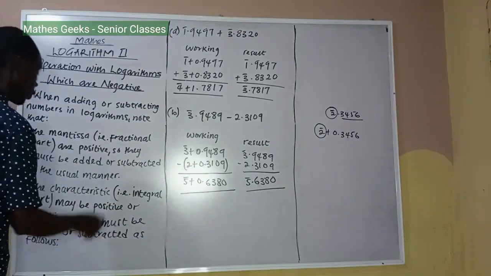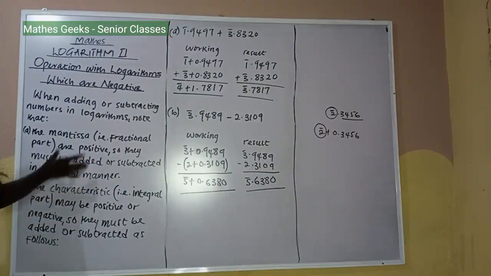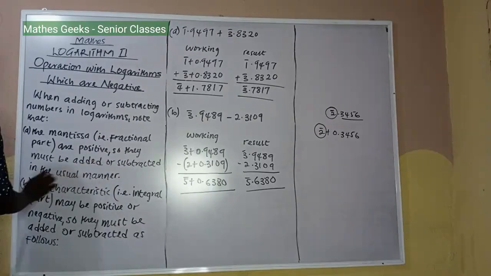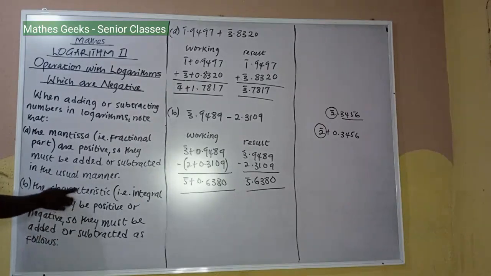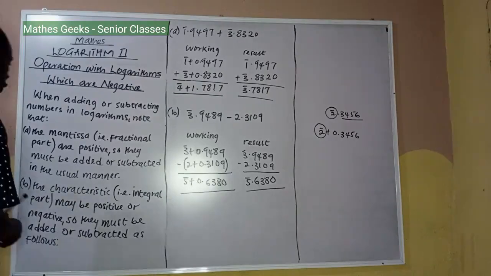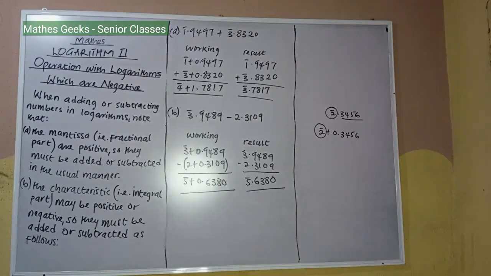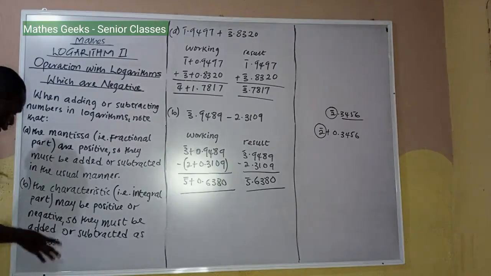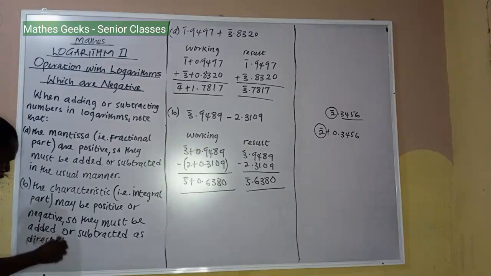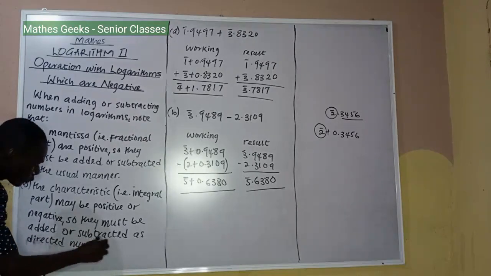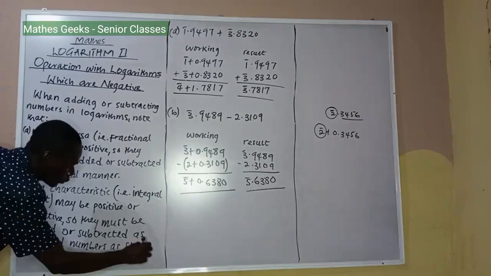Take note, when we are adding or subtracting, the mantissa part is added or subtracted in the usual manner, but the characteristic part is added or subtracted as directed numbers. So we must take note of that. The characteristic, the integral part, may be positive or negative, so they must be added or subtracted as directed numbers. I think I did not put that here. As directed numbers should be put in. Added or subtracted as directed numbers, as shown below.